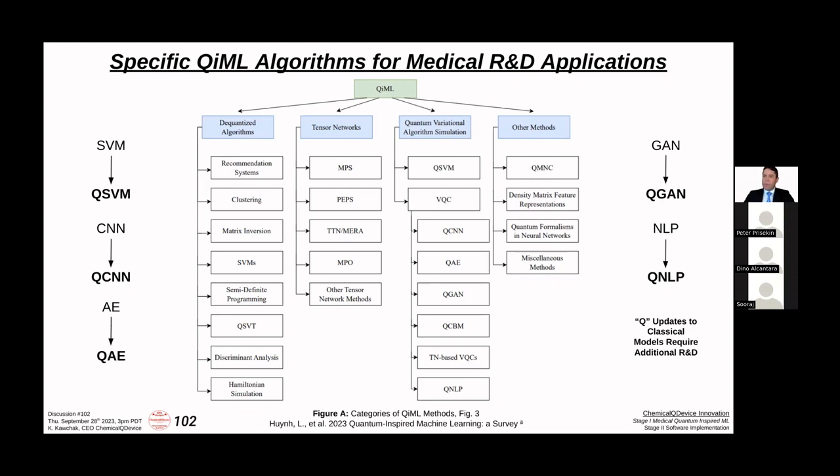I'm the founder and CEO of Chemical Q Device. Here for specific, so it's QiML, or quantum-inspired machine learning algorithms for medical R&D applications. So this is discussion 102, September 28th. The chart that you're looking at right here is all of the different QiML applications out there. Dequantized algorithms are basically if you have a quantum algorithm, you turn it into classical. However, there's not that many of them. Tensor networks, we'll mostly be going over this quantum variational algorithm simulation, so QSVMs, QCNNs, and so forth.